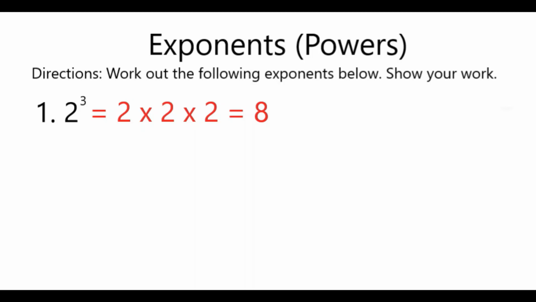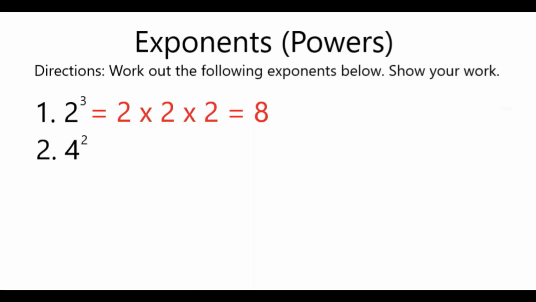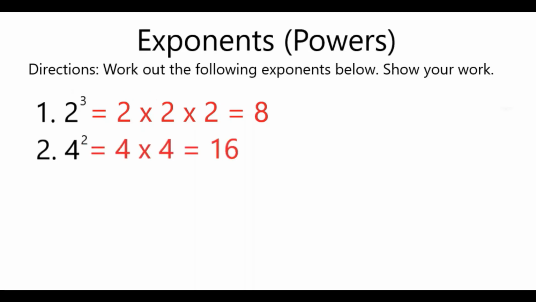Okay, and that's what they want you to do. And this is what I want you to do for this video here, is just do examples like this. So let's look at a few more here. For number 2, I've got 4 to the 2nd power, or 4 square. So we know, looking at our base number, that that's 4, and looking at our exponent or the power, that's 2. So what we're basically going to do is just write 4 times 4, which equals 16.